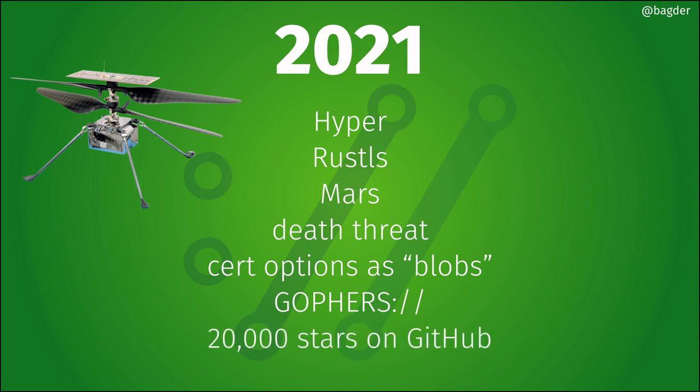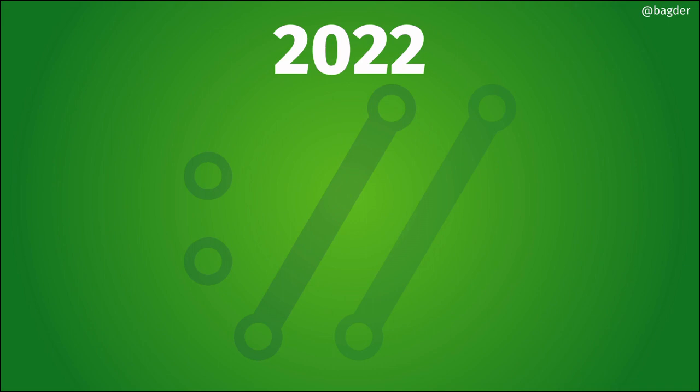We reached 20,000 stars on GitHub. You know, stars on GitHub, it's just a number. It doesn't say anything, but we reached that at least in 2021.